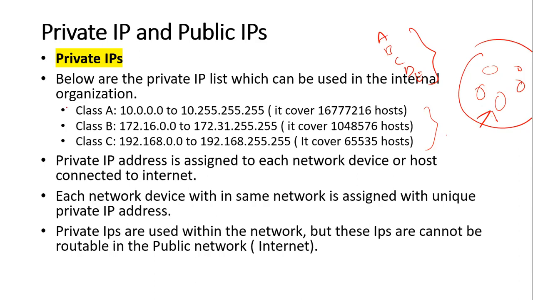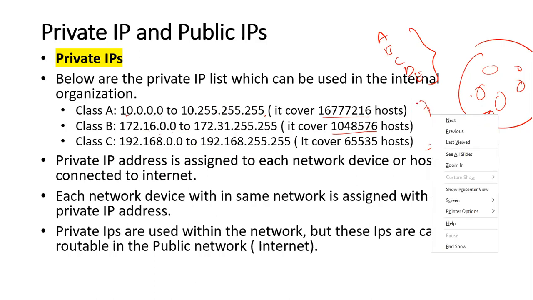Okay, so here from Class A, 10.0.0.0 to 10.255.255.255, it covers this many hosts to assign in the network. Okay, from Class B, again from 172.16.0.0 to 172.31.255.255, this covers this many hosts. Okay, from Class C, again 192.168.0.0 to 192.168.255.255.